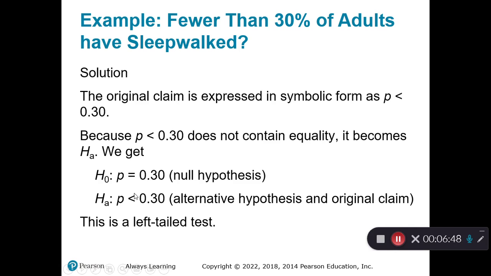Recall that the two statements don't have to cover all possibilities. For example, if P were greater than 0.30, that wouldn't be covered by either one of these statements, and that's okay. As long as we have an inequality statement in the alternative and an equality statement in the null, we have the ground covered. So again, because of the direction of the alternative, this is going to be a one-tailed test, and it will be specifically a left-tailed test.